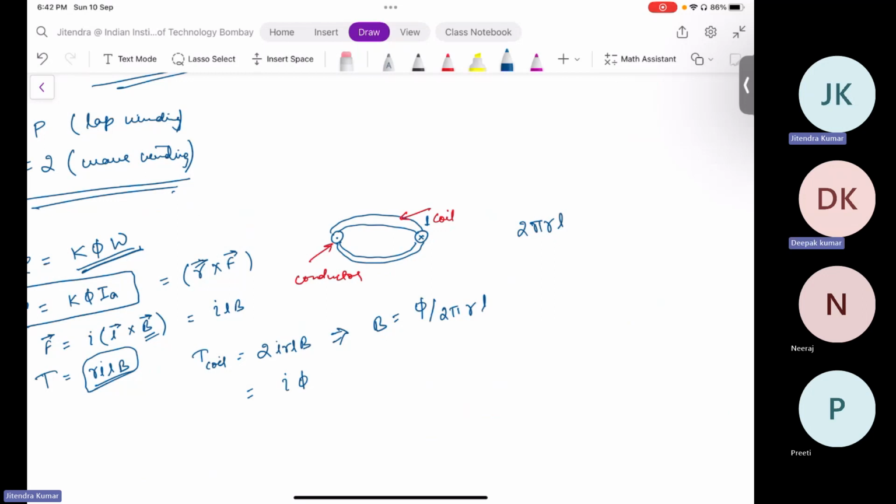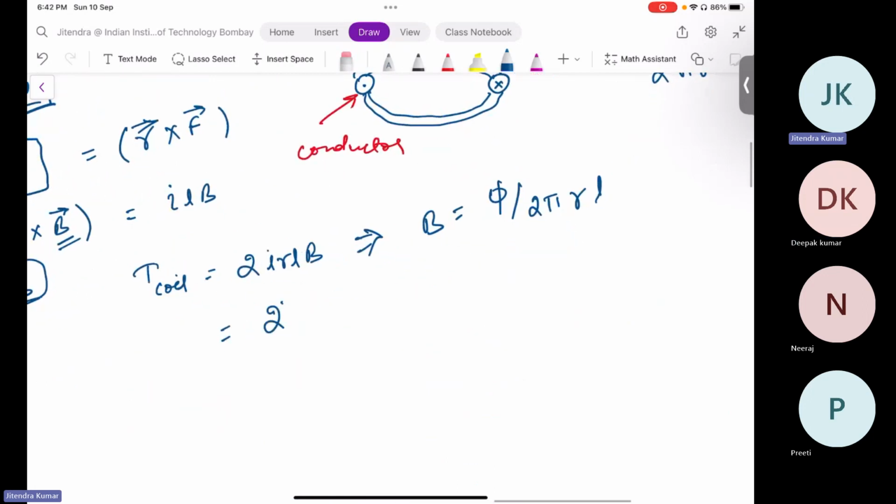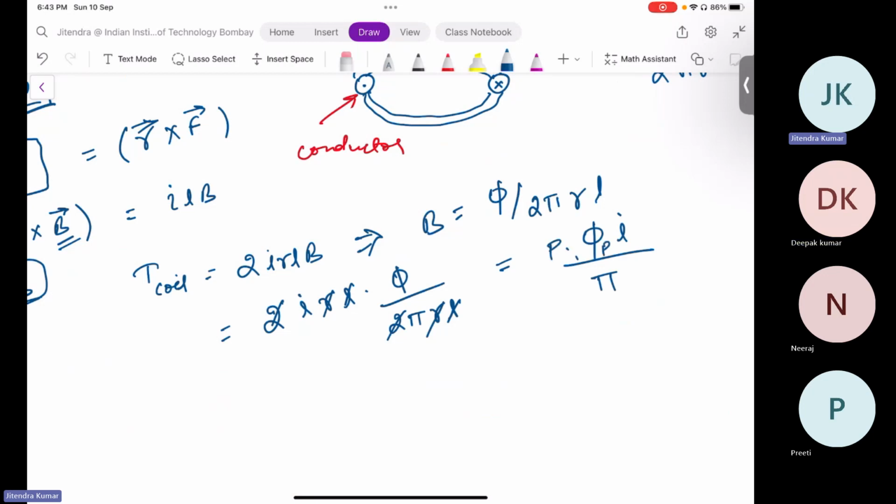So coming back to this induced torque value, let me plug in the value of B into the induced torque. So 2 I R L B, with B equal to phi p by 2 pi R L, and 2 R L will be cancelled. Here pi divided by pi, so the constant is coming to be pi, and this phi p into p you can multiply. So here k phi p into I.